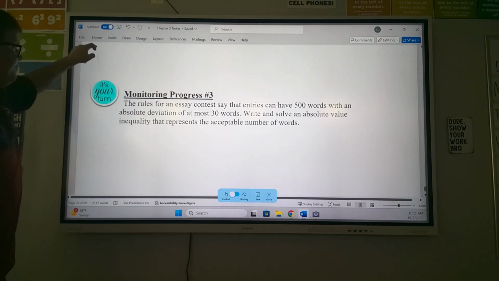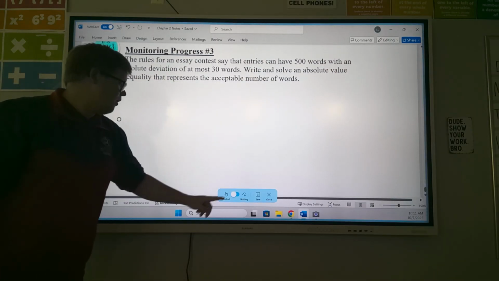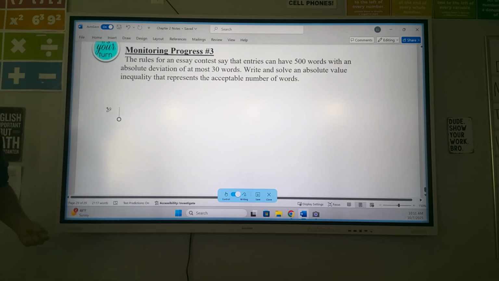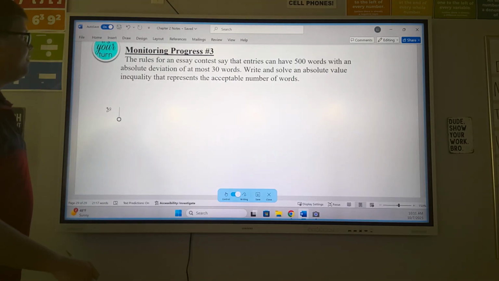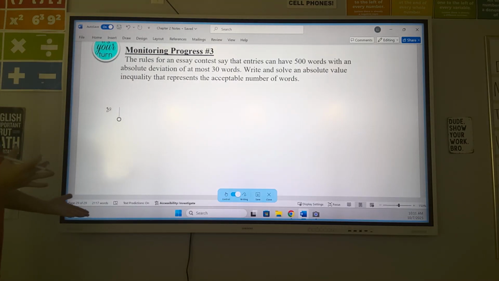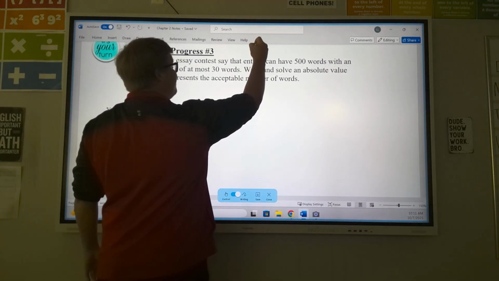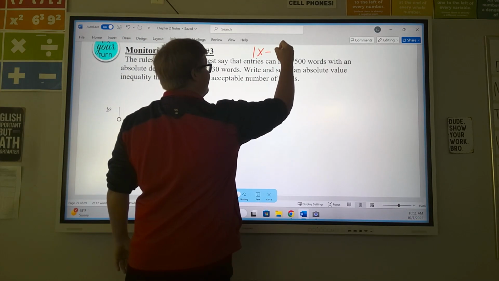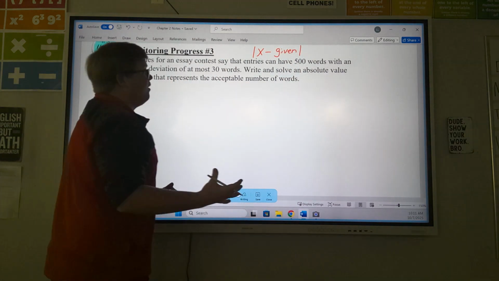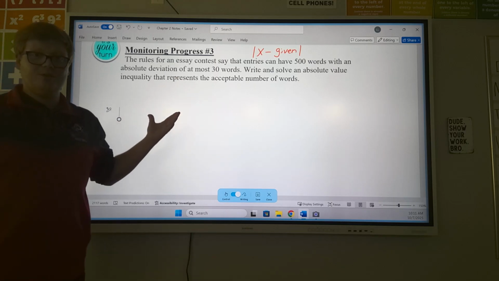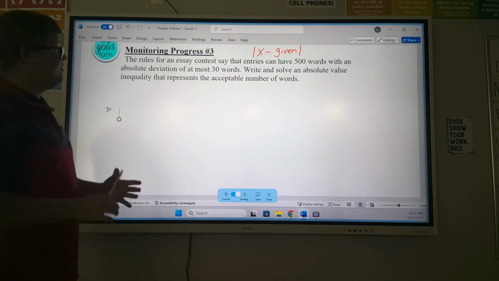Okay, so this next one is a monitoring progress. That means it's time for you to work on it on your own. Go ahead and pause the video, get through it, and then play, and then you can check your answer and compare it to mine. The good thing about this one is we know absolute deviation in the equation is x minus a given value, every time, right? We don't have to find our given value because our given value is already handed to us, right? All we have to do is just differentiate.